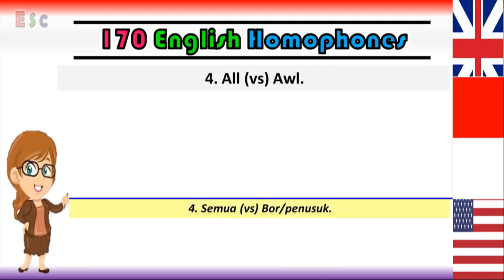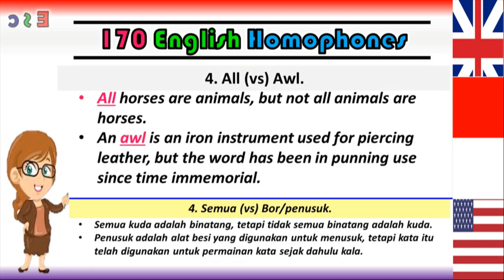4. All versus awl. Examples. All horses are animals, but not all animals are horses. An awl is an iron instrument used for piercing leather, but the word has been in punning use since time immemorial.